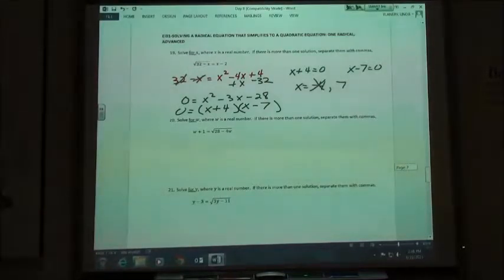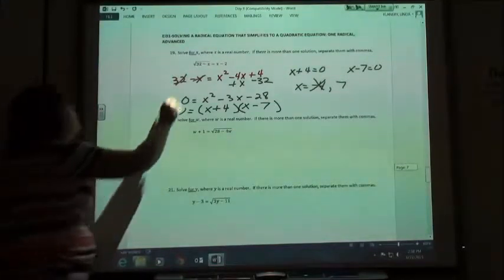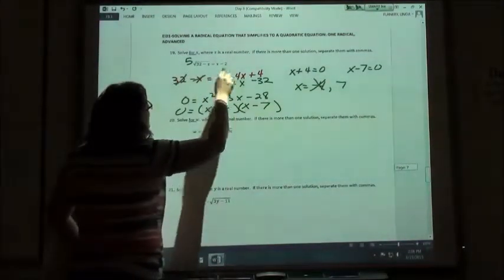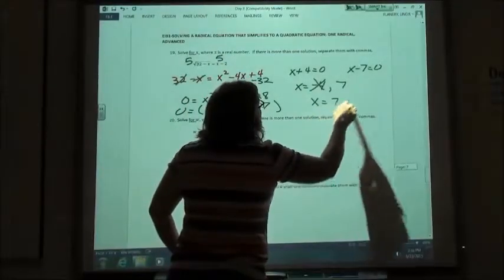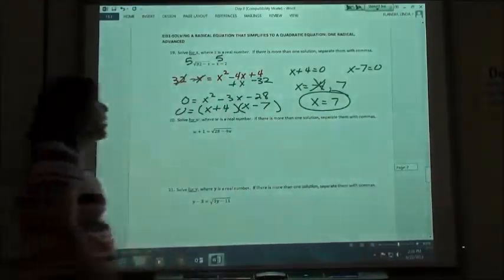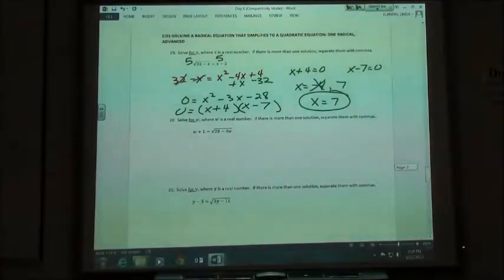So 32 minus 7 is 25. The square root of 25 is 5. And 7 minus 2 is also 5. That one's going to check, so on this one, we're just going to count the one answer, x equals 7.